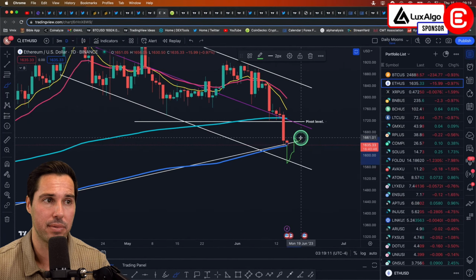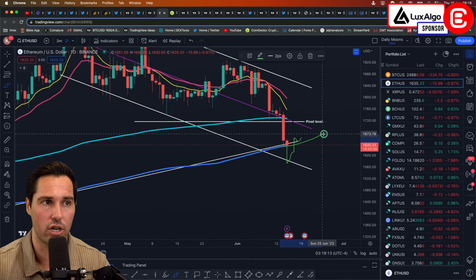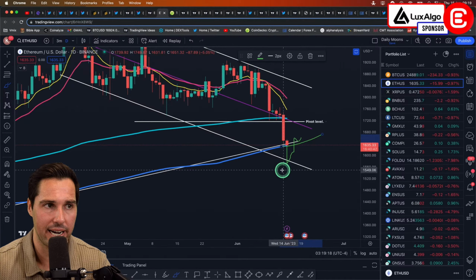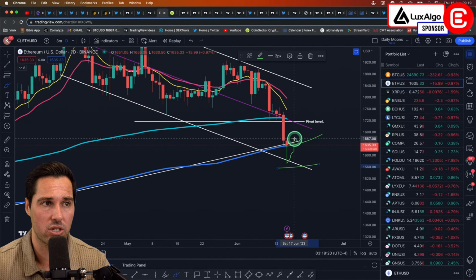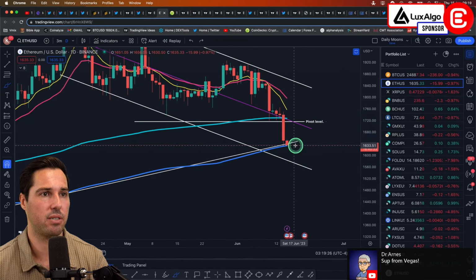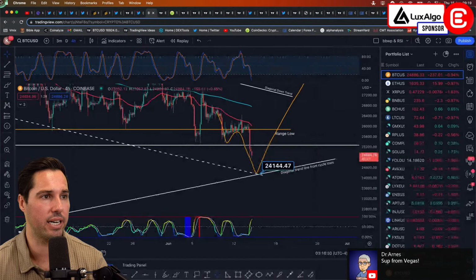Once it reclaims that level, once it reclaims the 200 moving average, then I now have a low, which I can use as my invalidation and say, hey, that's the stop. The stop goes there, entering in long over here, and then you can take it back up. Okay, hope that helps. That is ETH. Let's move on very quickly to the next ones.